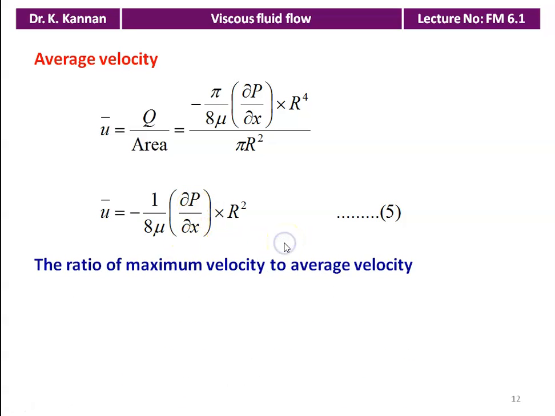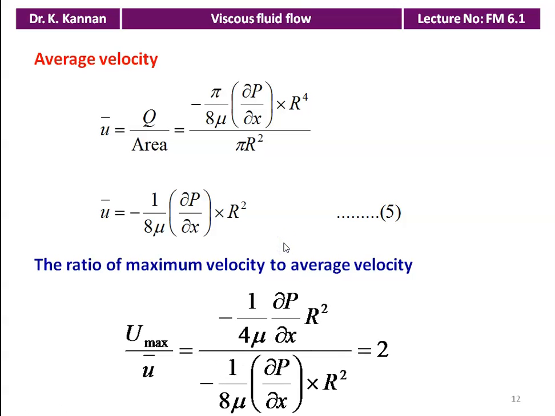And we find the ratio of maximum velocity to the average velocity. So u max by u bar equals 2. Substituting u max equal to minus 1 by 4 mu dou p by dou x into R square, and substituting for u bar, minus 1 by 8 mu dou p by dou x into R square, simplifying, it is equal to 2. And this number you have to remember, and this average velocity equation you have to remember for solving the problems.